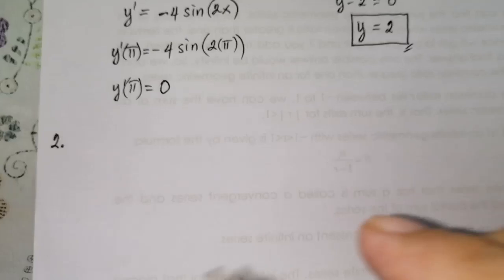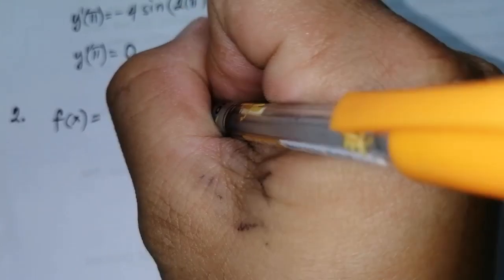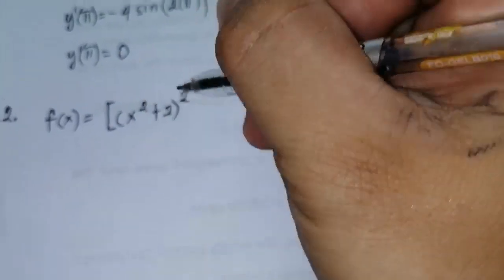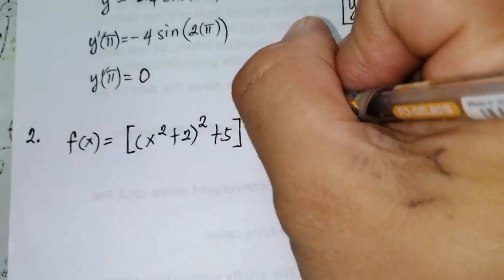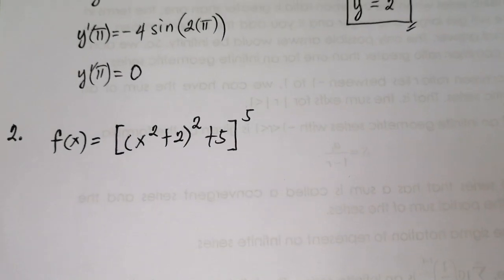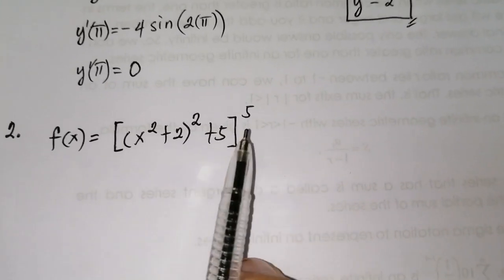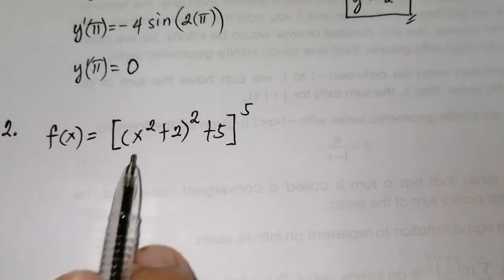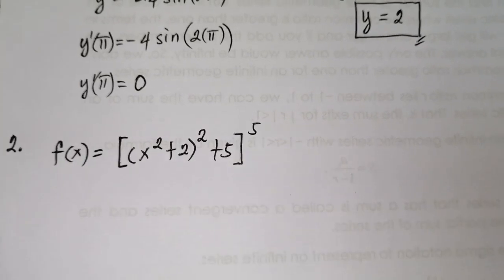Now let's try another one. Let's say we have f of x is equal to the quantity of x squared plus 2 squared plus 5, and this whole expression is raised to 5. So in this case, we will be using chain rule. There's a lot of chain rule here. So remember that if you have this kind of function, then meron kang exponent, gagamitin natin agad ang power rule.